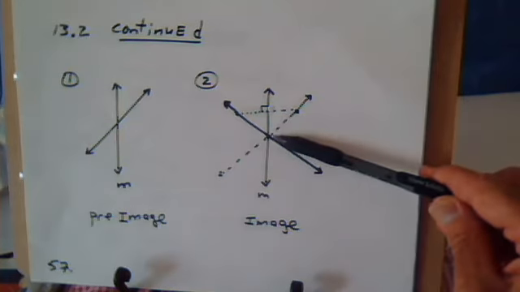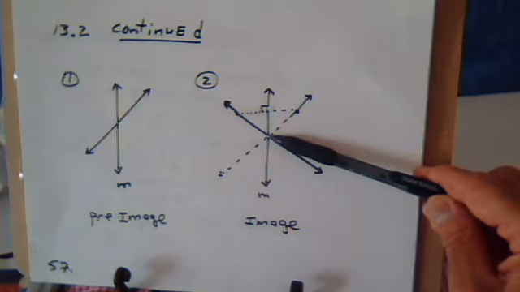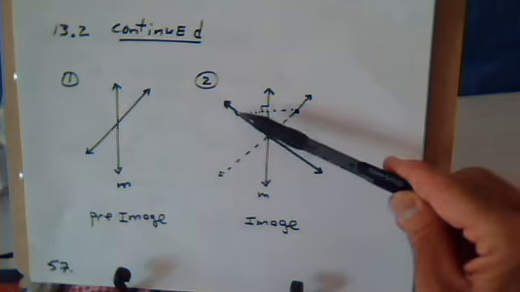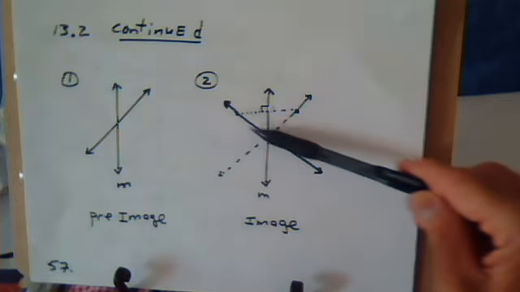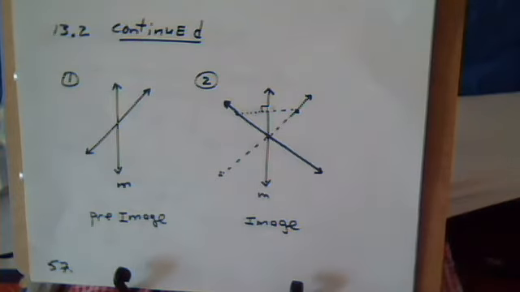This one's an easy one to pick because it's not going to move. When a point lies on the line of reflection, the pre-image and the image are the same. So now we have these 2 points. You join them, and this gives you the image line.